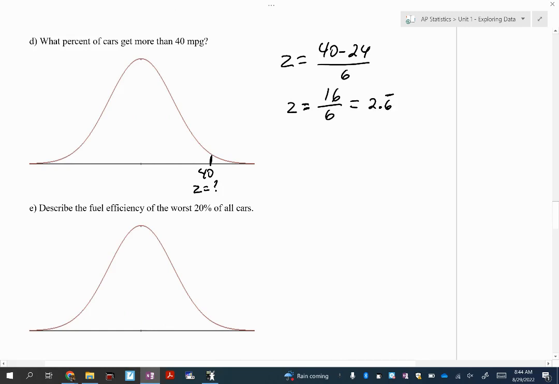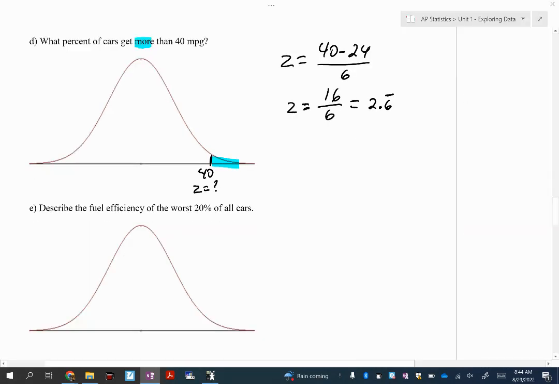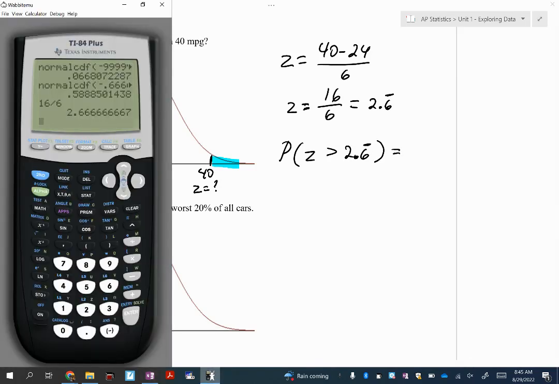All right, so now I'm shading more than 40. So more than 40 is this tiny little percentage there. So I'm not expecting this to be very large, right? Which makes sense, right? We said if you get past 42, we would consider the fuel efficiency unusual. So greater than 2.6 repeating. So second VARS, normal CDF, number 2. Our lower this time is 2.6 repeating. And the upper is infinity, right? Going to the right forever, infinity. So let's do a bunch of 9s. And then let's see what we get.